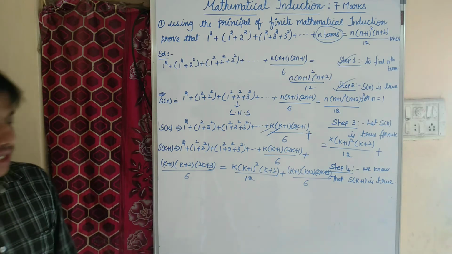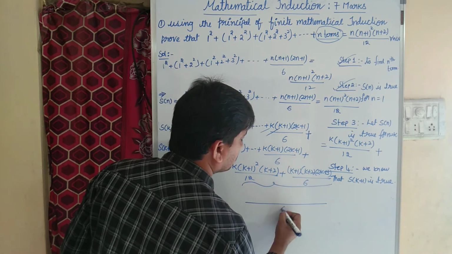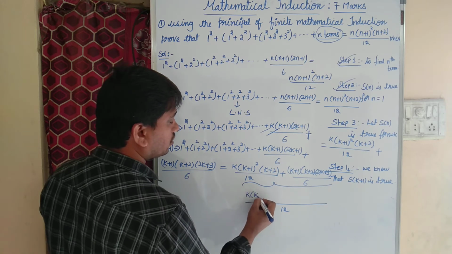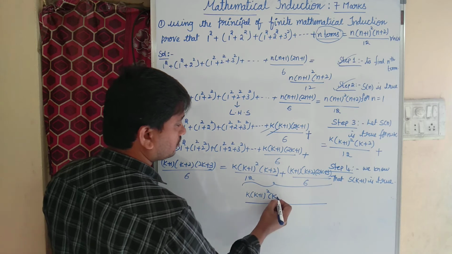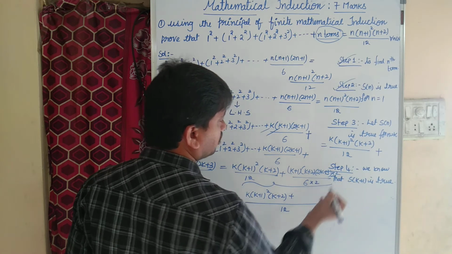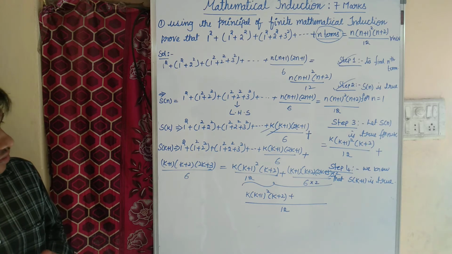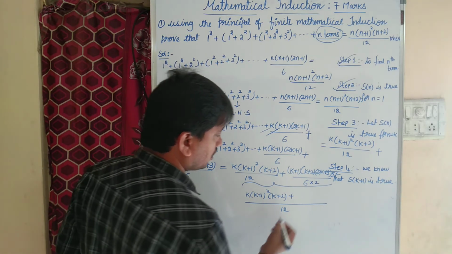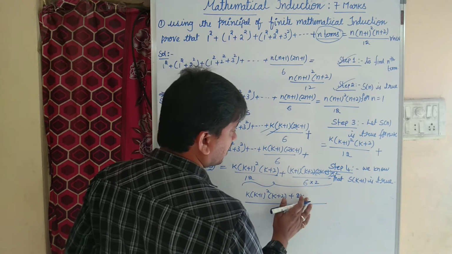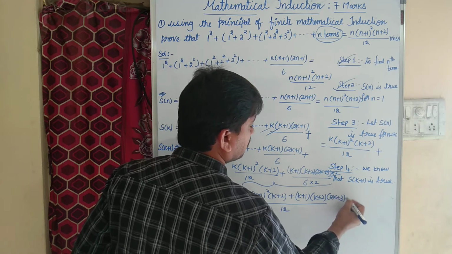So that we added. Now let us solve the right hand side. As the LCM of 12 and 6 is 12, 12 ones are 12, as it is you write down k into k plus 1 whole square into k plus 2, plus, multiplying by 2, k plus 1 into k plus 2 into 2k plus 3 into 2.